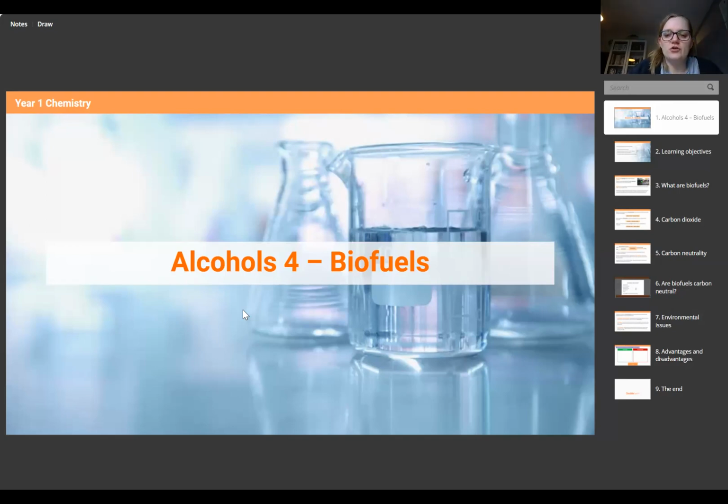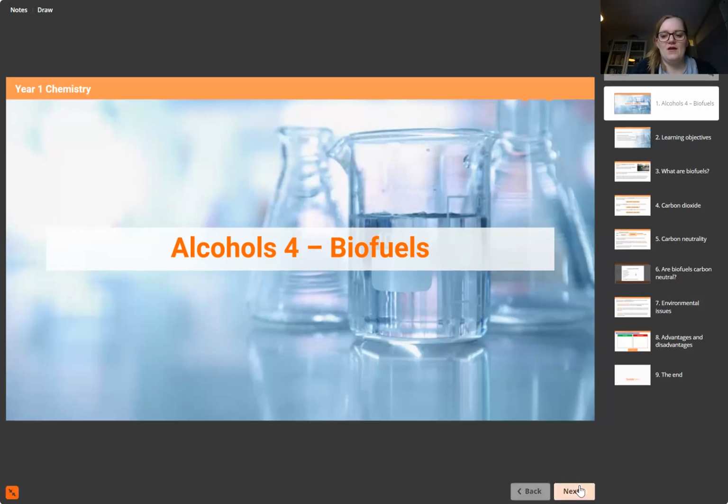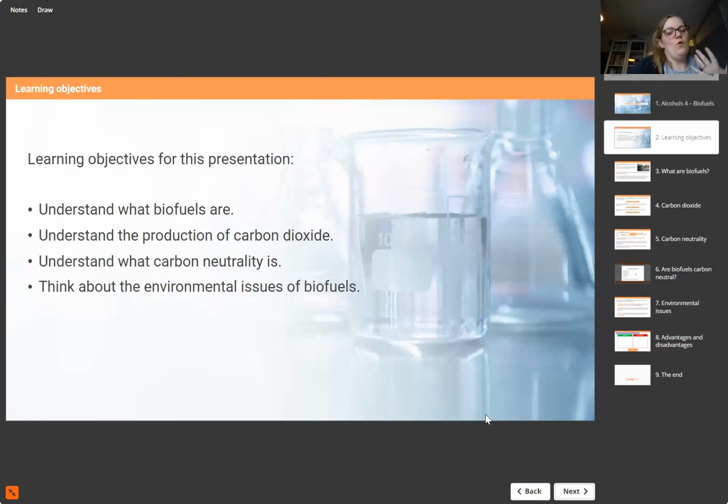So yeah, we're just going to quickly look at, if it will open to the next page. That doesn't want to. What a biofuel actually is, how carbon dioxide is produced and basically adds to global warming, what carbon neutrality actually is, and then look at some environmental issues of biofuels. So it's that sort of benefits versus negatives, pros and cons of biofuels. It's more just sort of information rather than real knowledge or being able to analyze something.